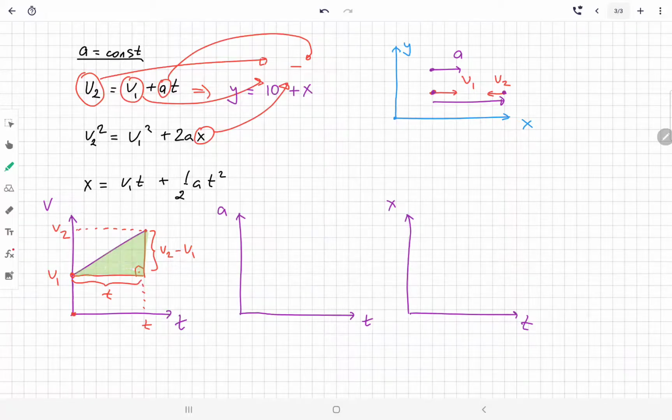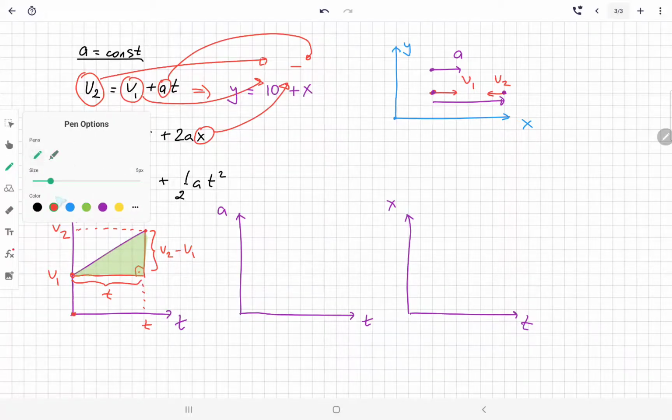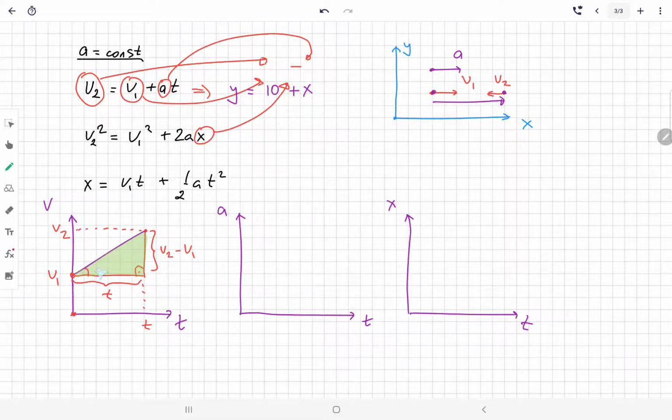Let me highlight it. And as you know, for any triangle, we have angles here. Let's use alpha. So what is alpha? Tangent alpha, for example, equals the opposite side, which is v2 minus v1, divided by this side, which is t. So tangent alpha in terms of math equals v final minus v initial divided by time. So this is in terms of math. This is what math students see.